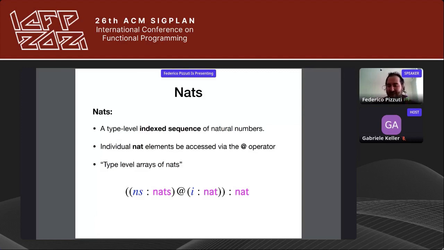Given a nats, you can index it at a given nat to get the nat at that index. So you can also think of it as a function from nat to nat. But it's kind of a reified function. We want to really convey it's kind of an array.